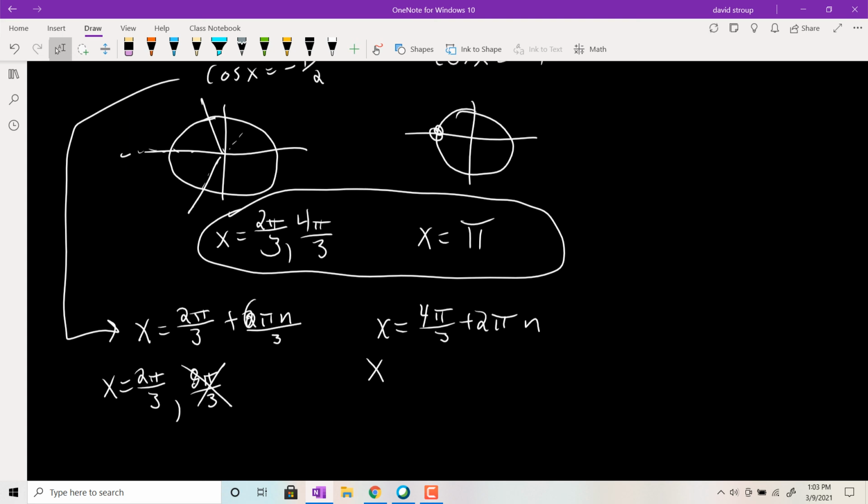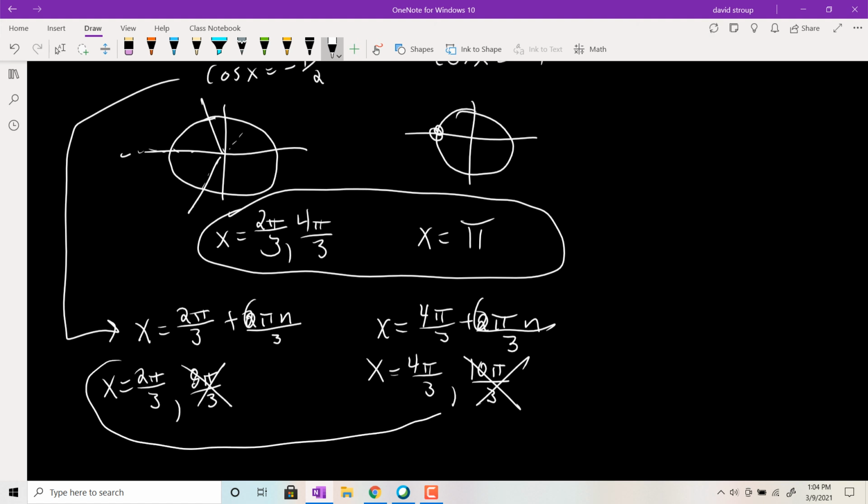And then over here, you would have 4 pi over 3 plus 2 pi n, which is the same as 6 pi n over 3. So the next one would have been 10 pi over 3 when you add in 6 pi over 3 to 4 pi over 3. But again, that one's bigger than 2 pi, right? 6 pi over 3 is 2 pi, so 10 pi over 3 is definitely bigger. And you're just left with these 2 solutions from that half of the problem, right? Which is what I have right here anyways.